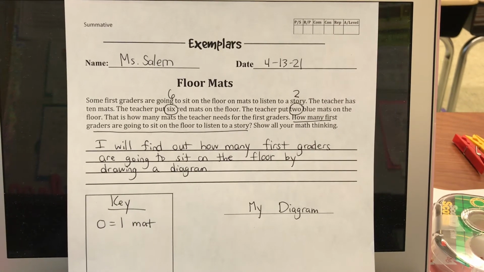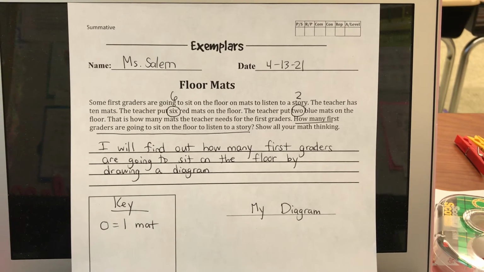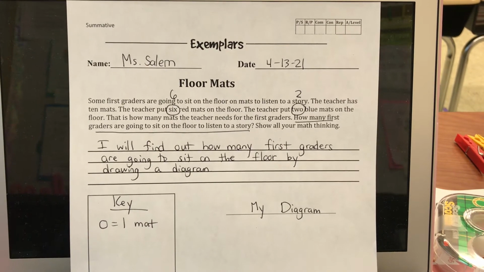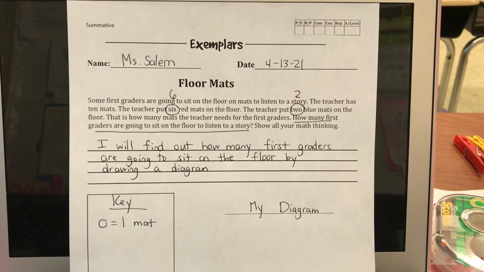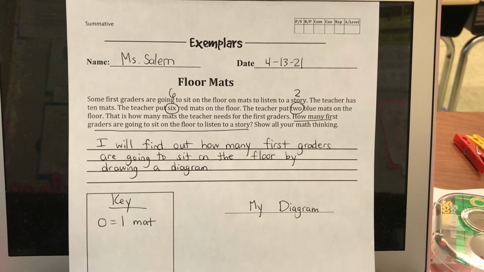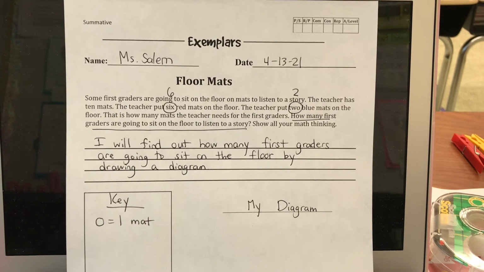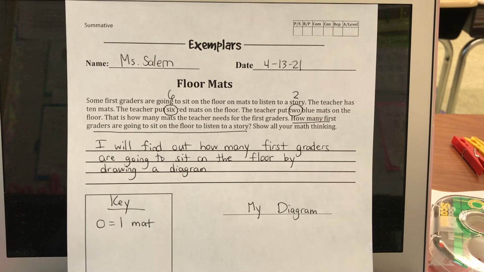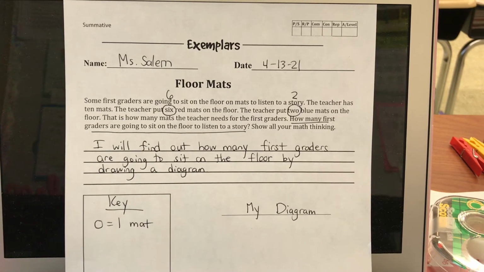Now, what's the question in the story? Turn and tell whoever you're sitting with, what is the question? That's right, you can see I underlined it. How many first graders are going to sit on the floor to listen to a story? Okay, so we have our important information. We know what our question is. Now we need to make our statement. We're going to tell what we're going to solve and what strategy we'll use.